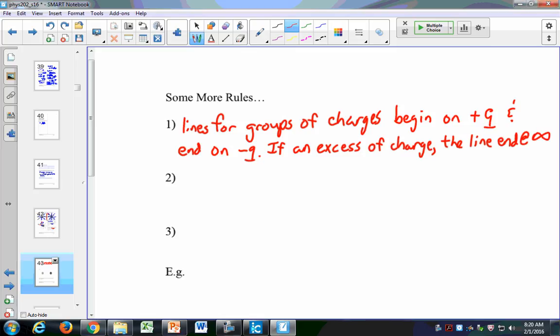The line just goes off into space. It never ends. It ends at infinity. I'll show you what that means. If that doesn't make sense to you, it probably doesn't. I'll show you what it means.